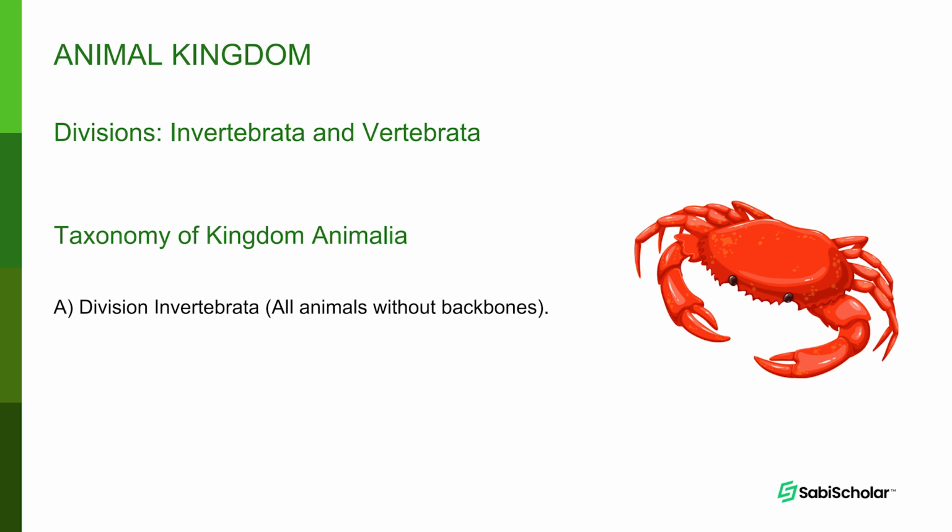Under this division, we have the phylum Porifera, phylum Coelenterata, phylum Platyhelminthes, phylum Nematoda, phylum Annelida, phylum Mollusca, phylum Echinodermata, and then phylum Arthropoda. So we'll look at them one after the other.